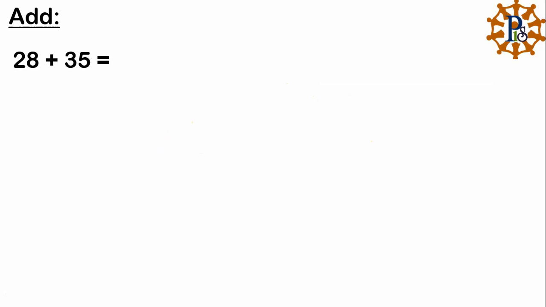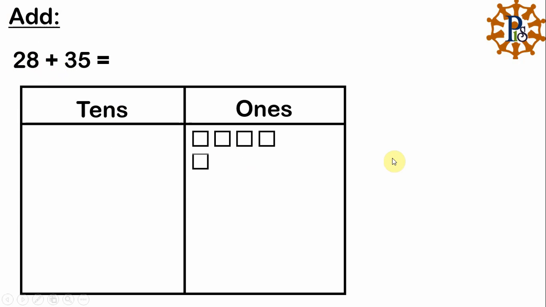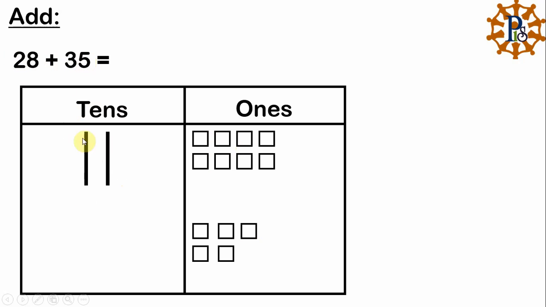Add 28 and 35. Step number 1, we will have this table. This table is divided into two parts, ones and tens. In the beginning, we are going to represent 28, like what we did with 36. For 8, I will draw 8 squares, 8 squares for 8 ones here. And for 2, I will draw 2 lines. So for 28, I put 8 squares in ones and 2 lines in tens. For 35, I will put 5 squares here and 3 lines in tens.